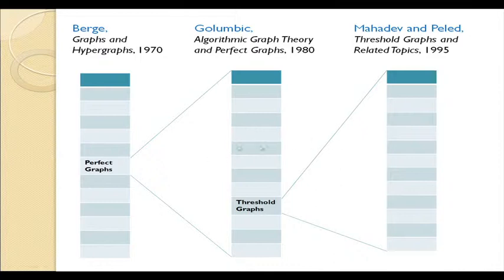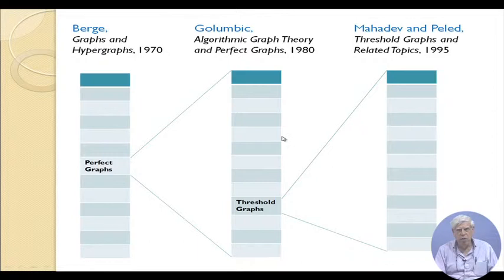When I looked at Berge's book and studied it in my graduate studies, he has one chapter on perfect graphs, and in that a section on comparability graphs and a section on interval graphs and a section on chordal graphs. And I got very interested. And 10 years later, I published my first book on algorithmic graph theory and perfect graphs, where I sort of expanded this whole idea from one chapter into a whole book.